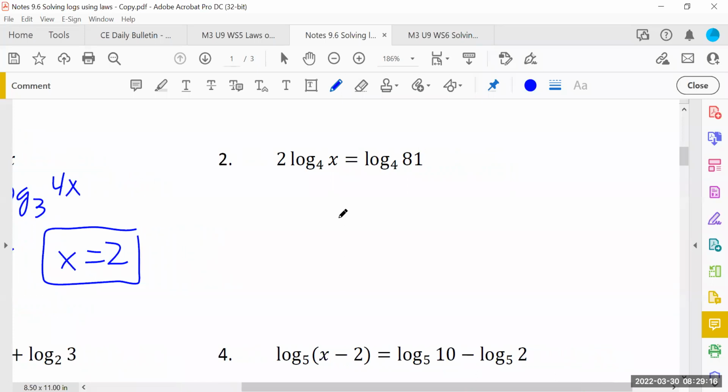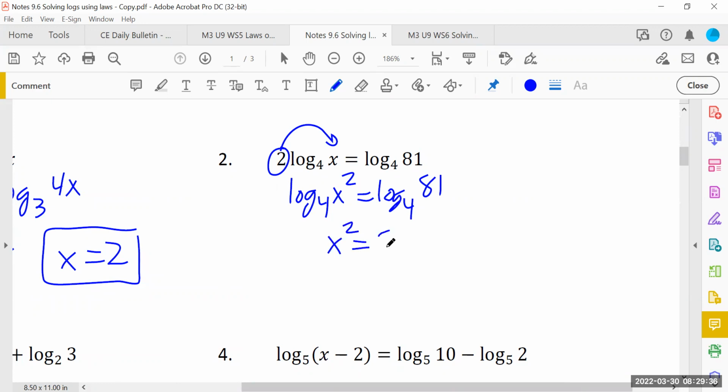Number 2. I see 2 out in front. Bring it up. Log base 4 of x squared equals log base 4 of 81. X squared equals 81. We can ignore the log base 4 because it's the same on both sides. So it's just x squared equals 81. How do I solve this? Square root on both sides.